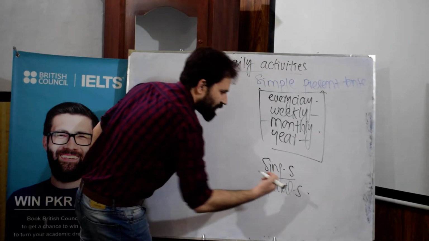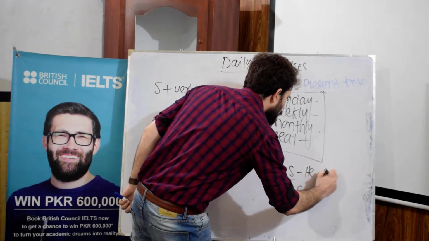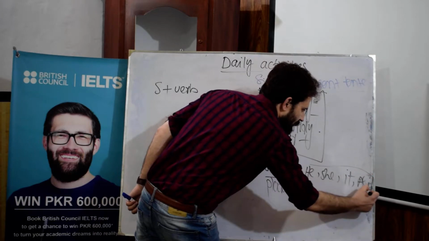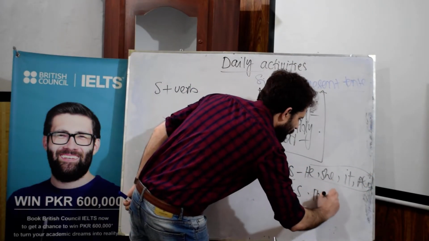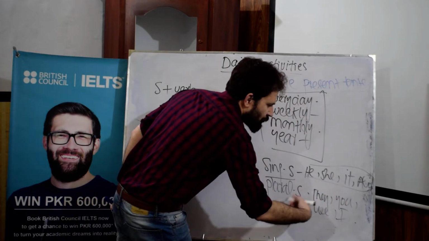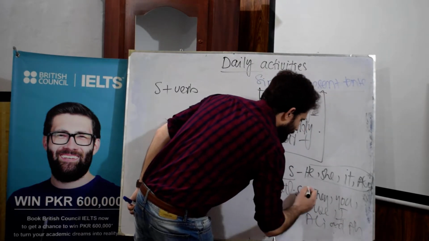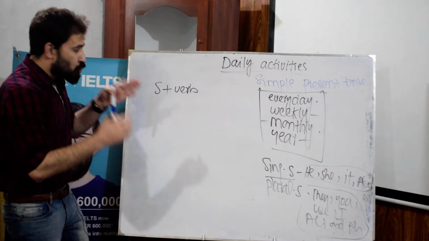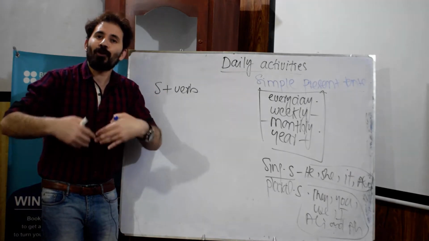Those subjects, it is one, singular. Clear? For example, if I say he, she, it, or one name, for example Ali, it comes in the category of singular subjects. And in plural subjects, we can say they, you, we, I. And for example, if you take two names, Ali and Ahmad, so they come in the category of plural subjects.